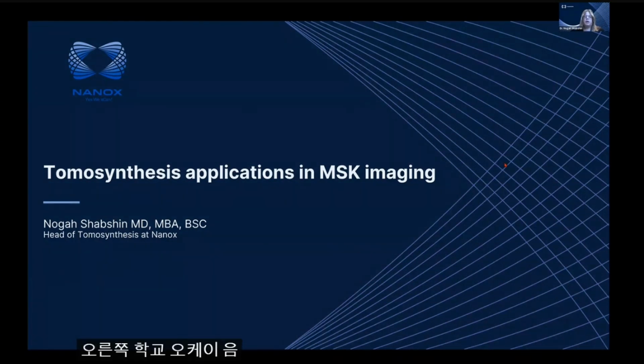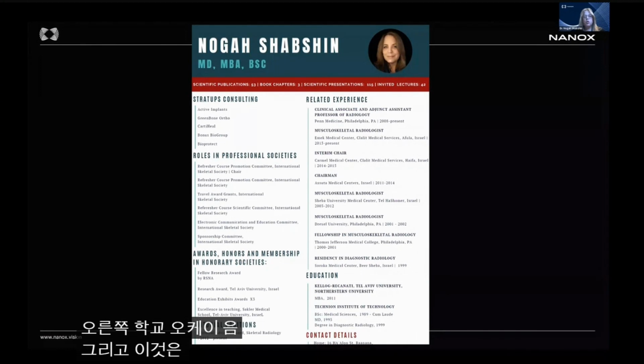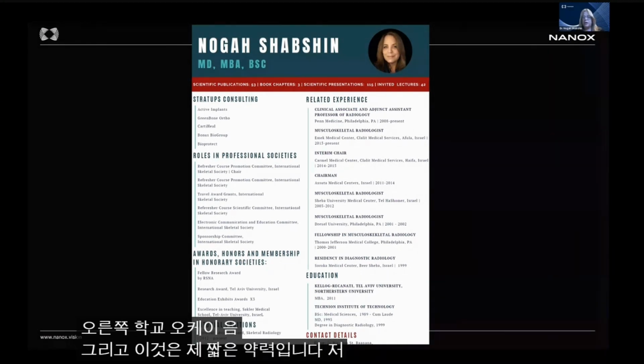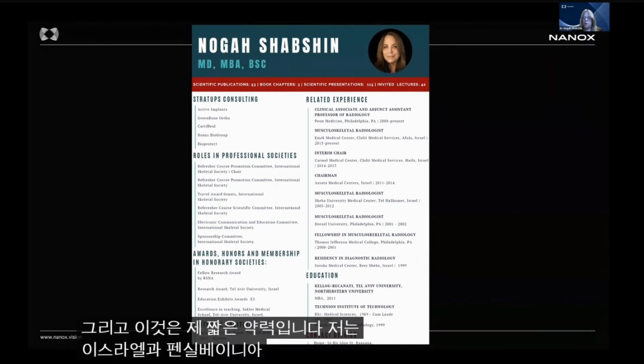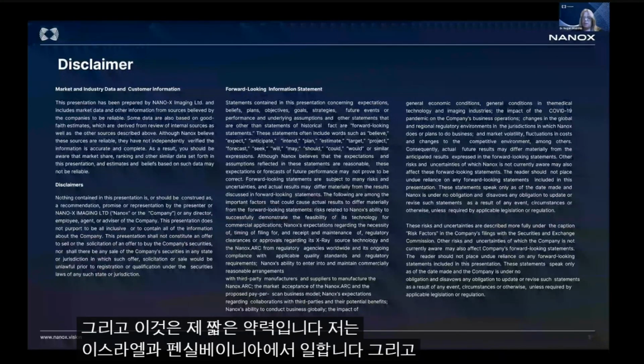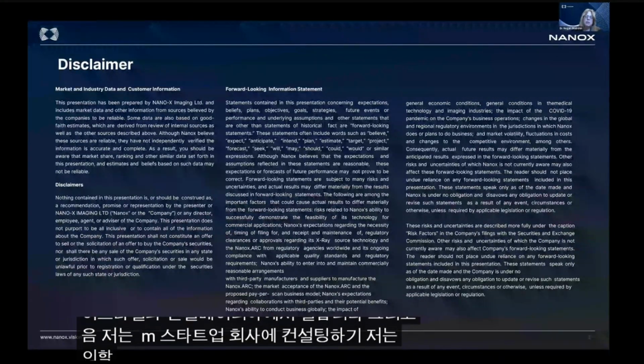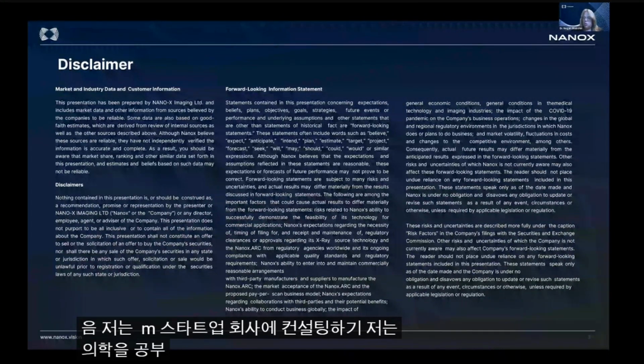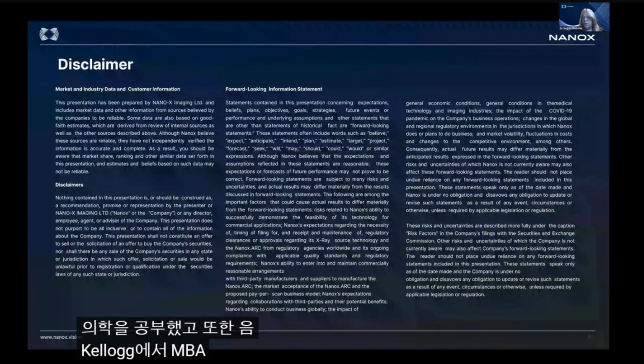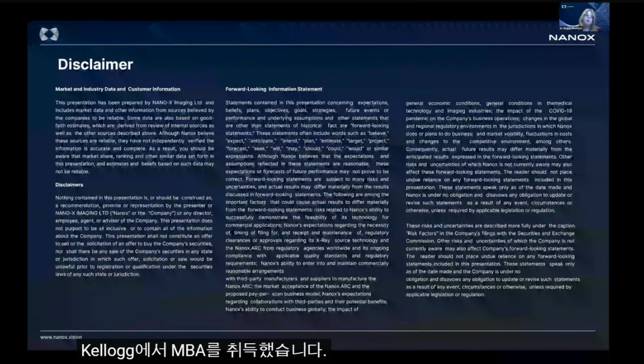And this is my short bio. I work in Israel and also at Penn, and I'm consulting to startup companies. I studied medicine, and also I have an MBA from Kellogg, and I'm very happy to be here.